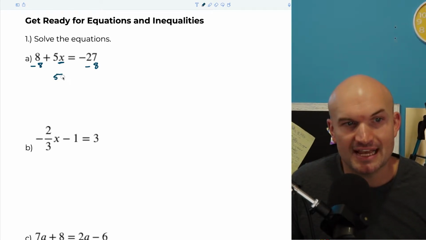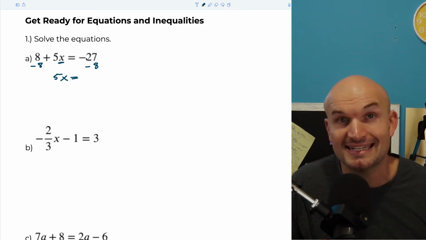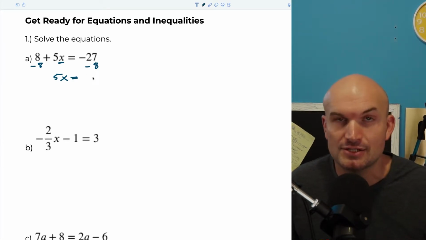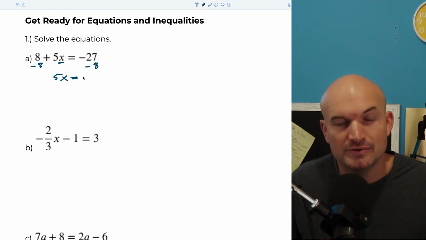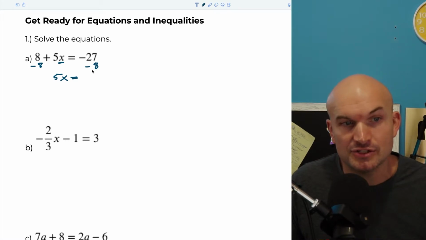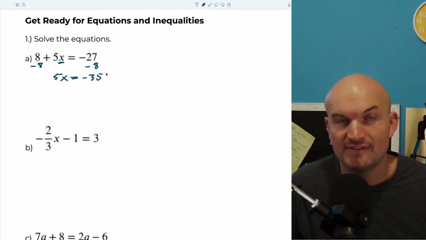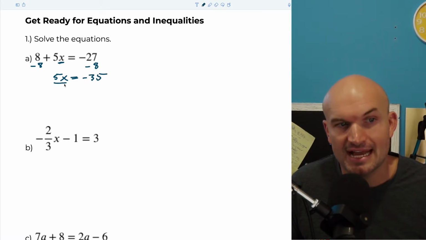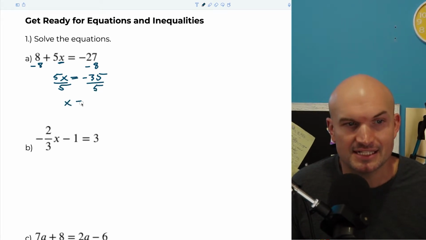That's now going to give us 5x is going to equal, now this is a negative 27 minus an 8, right? So if you owe me $27 and you borrow another $8, you now owe me $35, right? So it's a negative 35. And now I will undo multiplication by 5 by dividing by 5, and I get x is going to equal a negative 7.